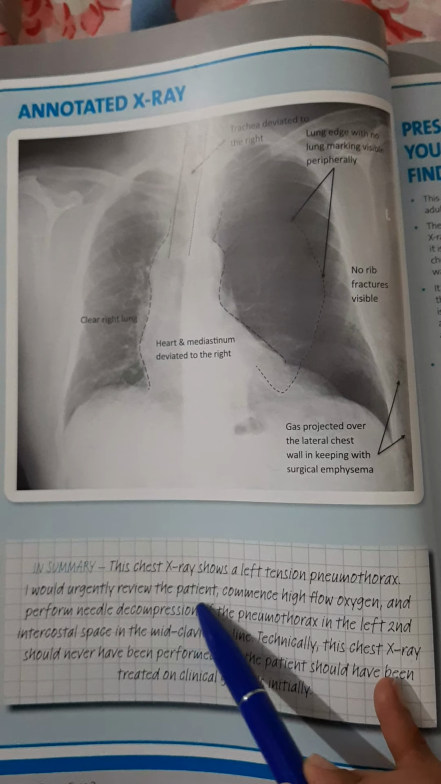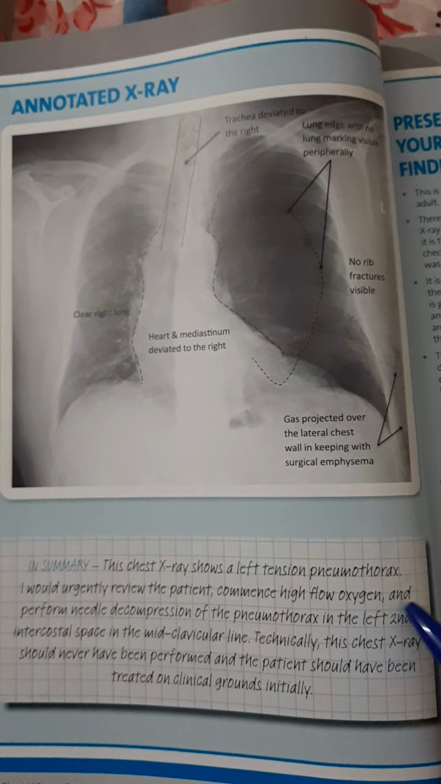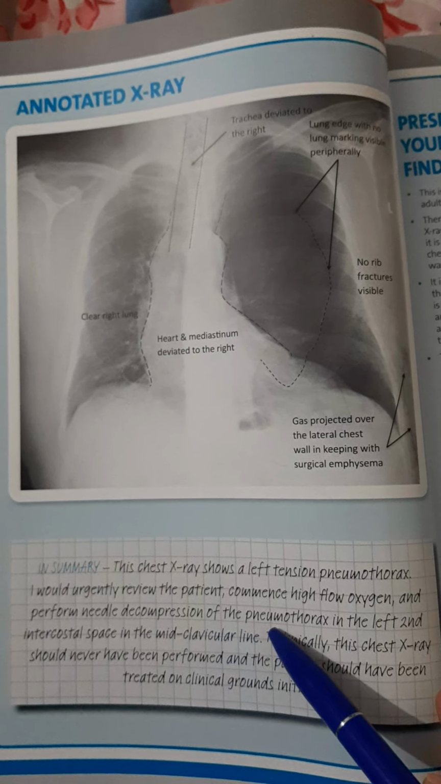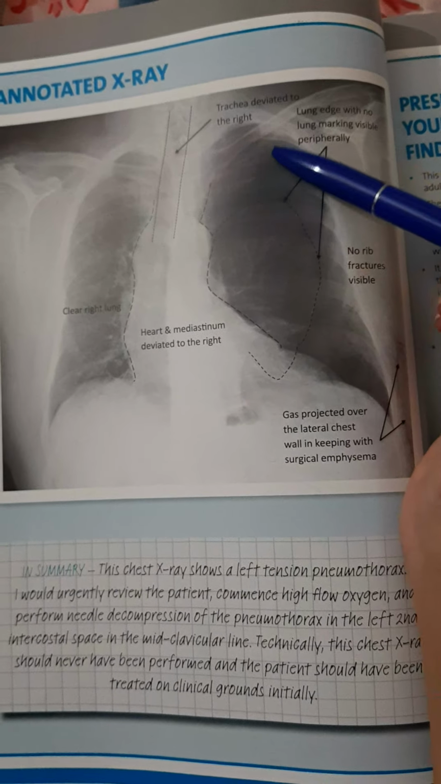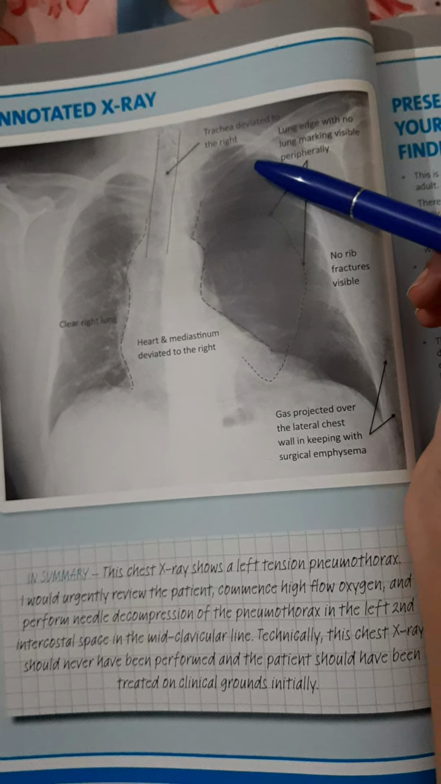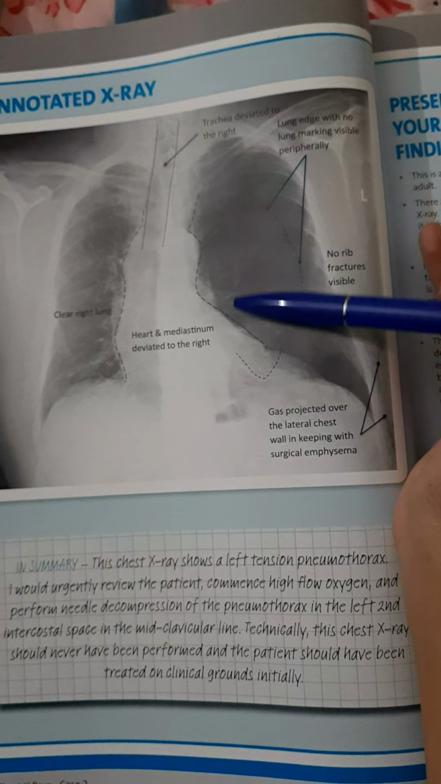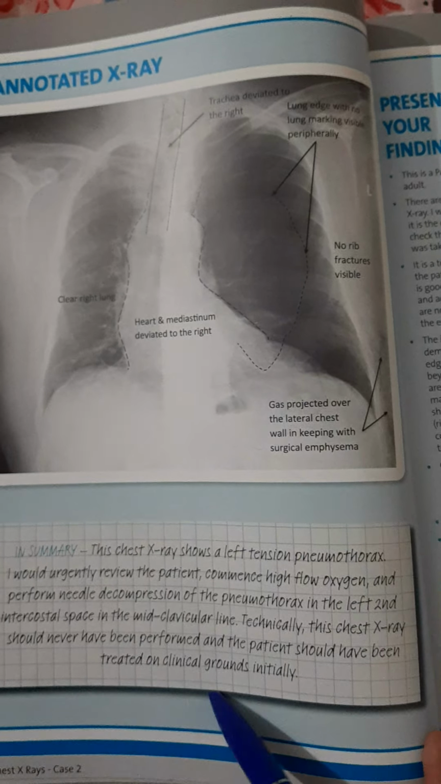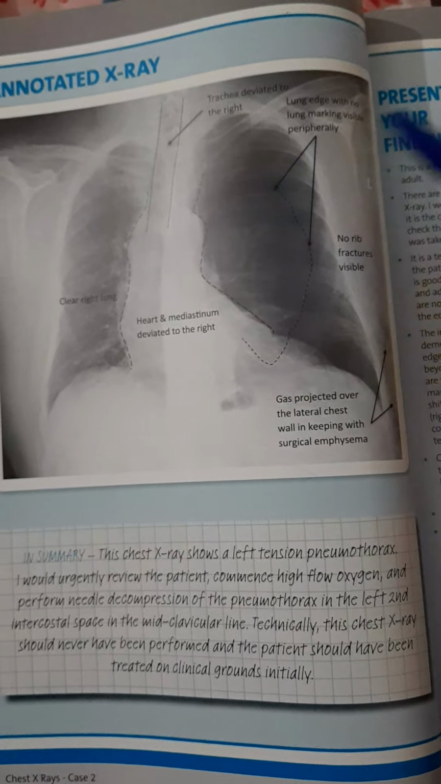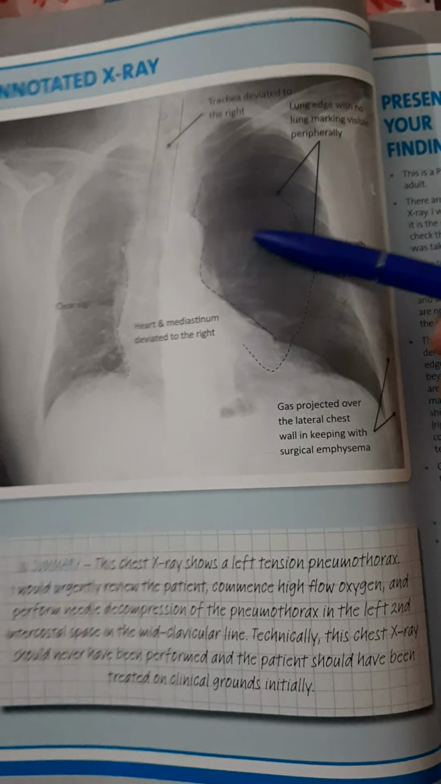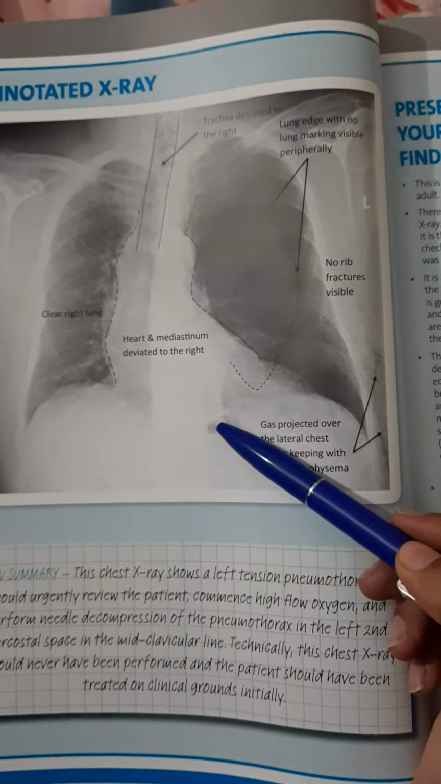I would urgently review the patient, commence high flow oxygen and perform needle decompression of the pneumothorax in the left second intercostal space. Here we will do the needle decompression in the midclavicular line, and technically this chest X-ray should never have been performed and the patient should have been treated on clinical grounds initially.